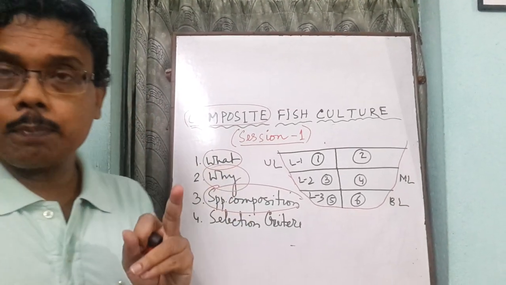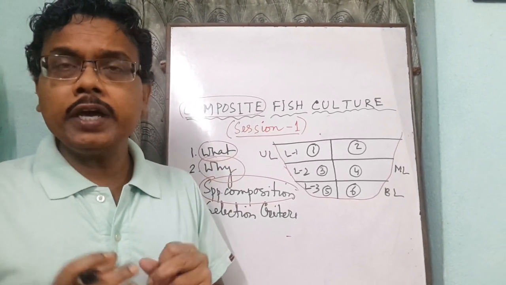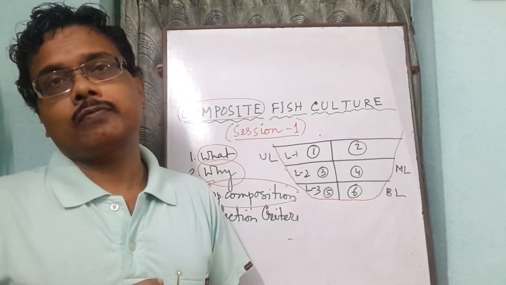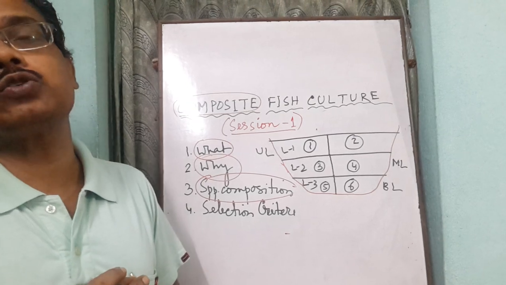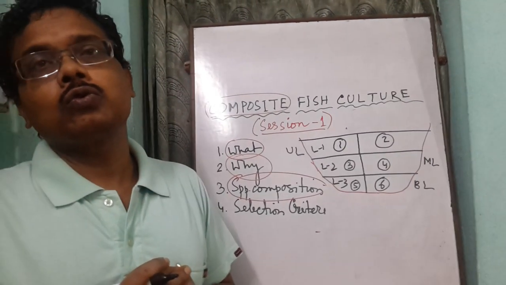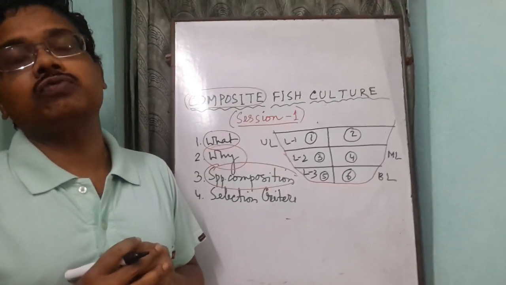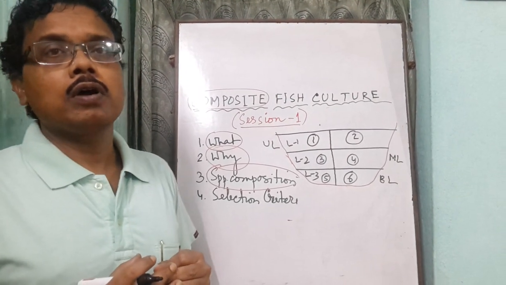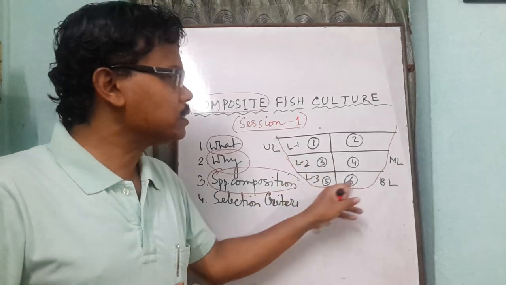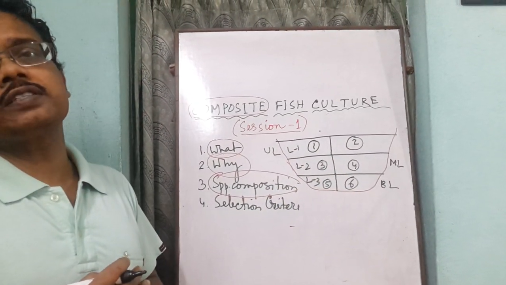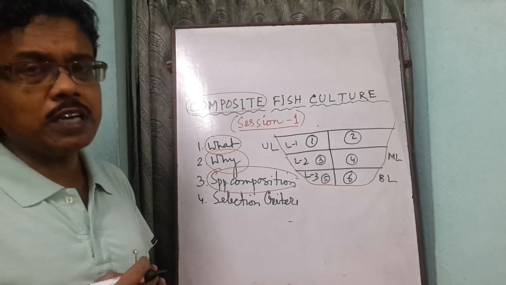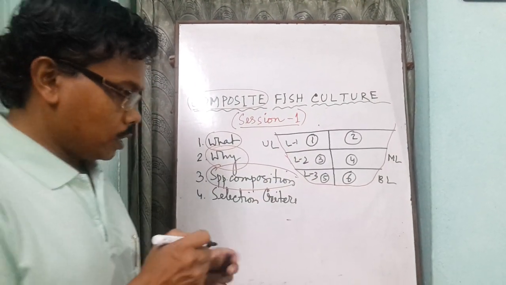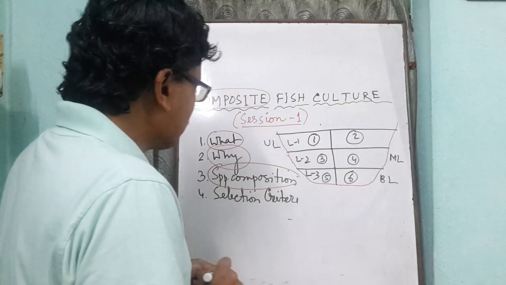And it should be kept in mind that we have to utilize all these compartments, utilizing the natural resource, to increase the production of fish. So, we can introduce at least 6 species, a total of 6 finfish species, in this composite fish culture system. What are these 6 species?